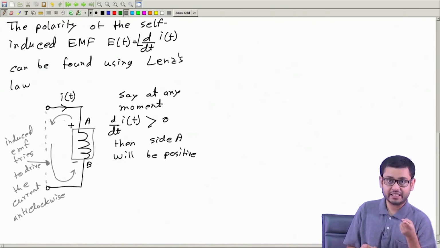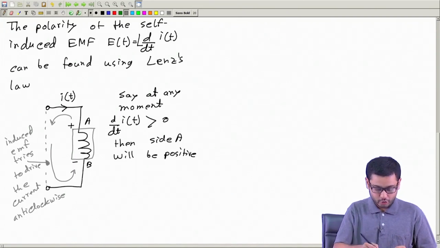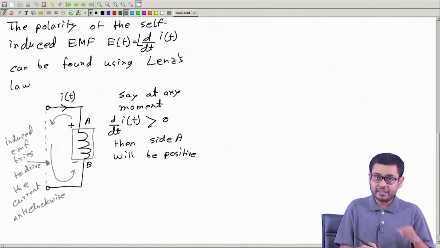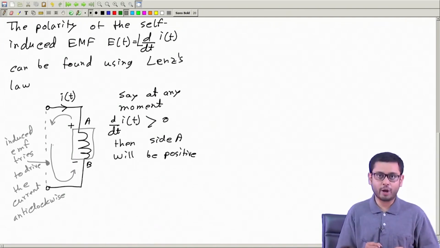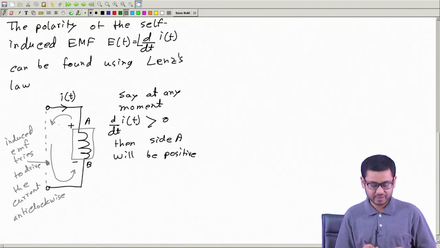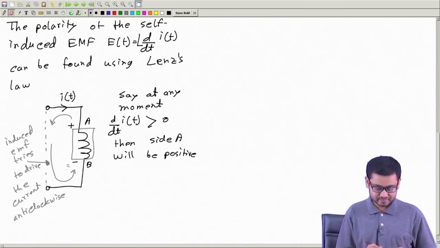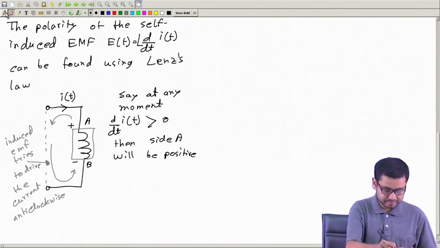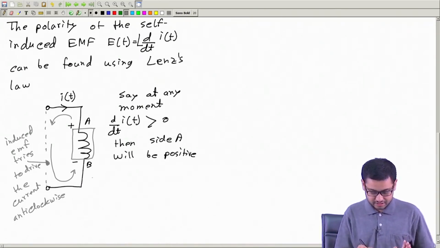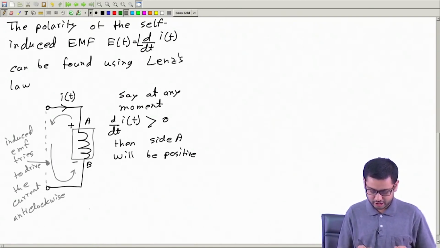It is opposing its cause, it is opposing its own very cause. Okay, so IT was increasing, which was clockwise, therefore induced current, or the current driven by the induced EMF, is in the opposite direction. So that is in consistency with Lenz's law. It can never be in other way. This side positive, this side negative is not possible. This is plus, this is minus. Okay, so this is how we can find the polarity of the self-induced EMF using Lenz's law.